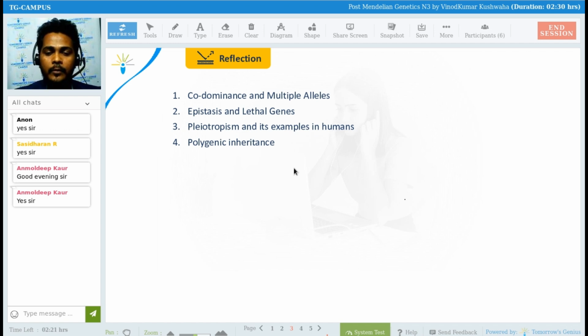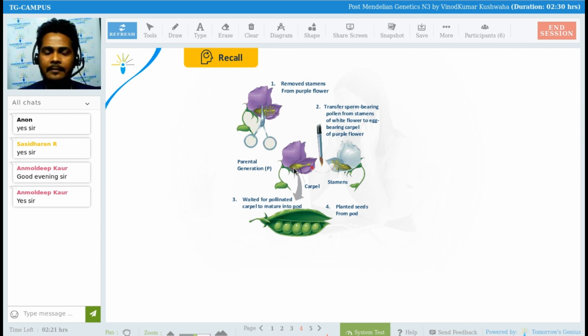Okay. Now, in the previous class, you studied how exactly Mendel worked on pea plants, right? This is the simple procedure of how Mendel worked on this. You can see he removed all the stamens from the purple flowers, and he dusted the stigma with pollen from the stamens of the white flowers, and then the first parental generation appeared, and he noted down all these characters. That is what you have already studied, so I'm not going to go into more detail about that.